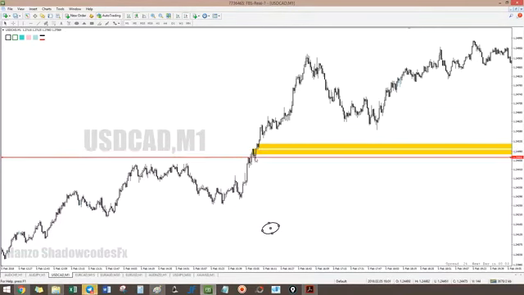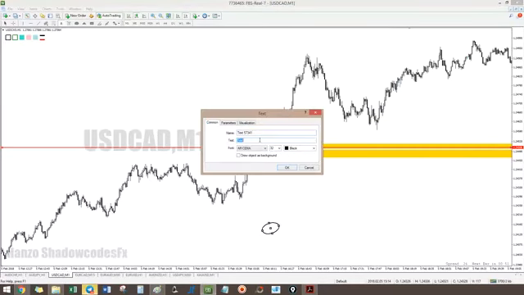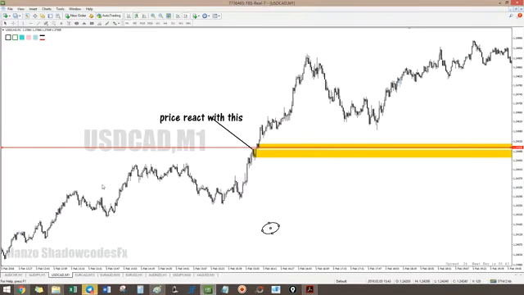But during a live event, during your live trade, let me write this. Price reacts with this. But this is the claim rate.